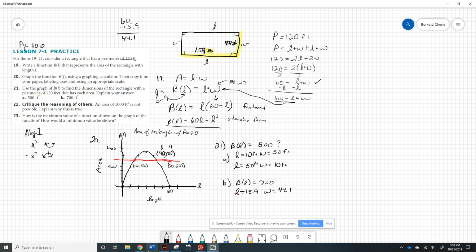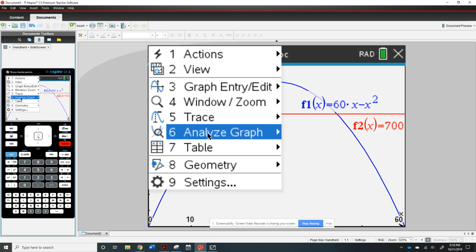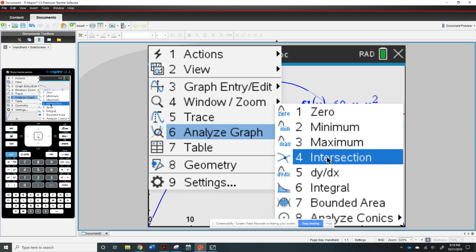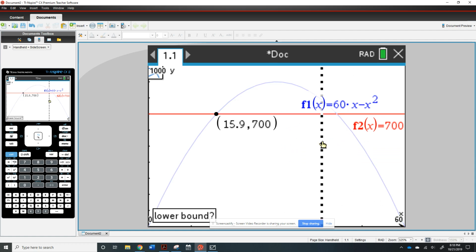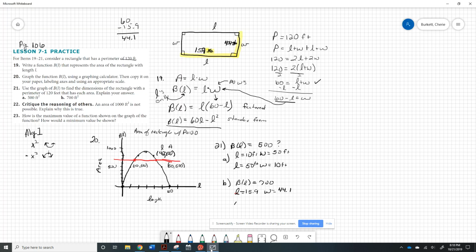And now if we go back and we do it again, Menu, 6, Analyze the Graph, choose Intersection, and do it for this one over here. We get another length is 44.1. So when the length is 44.1, we know the width will be 15.9. Multiply those two numbers together, you'll get 700. Okay, so that's number 21.